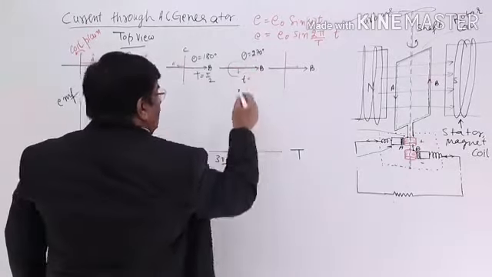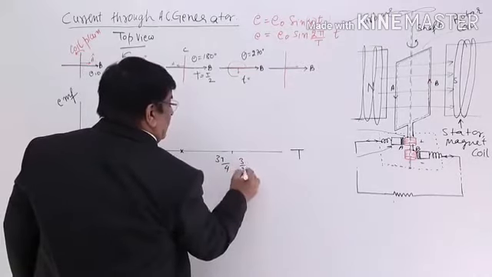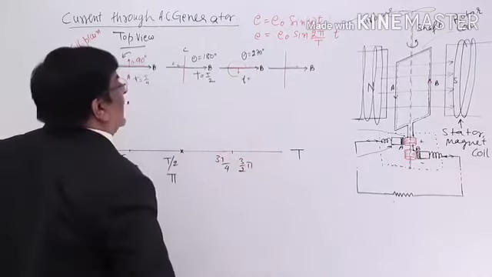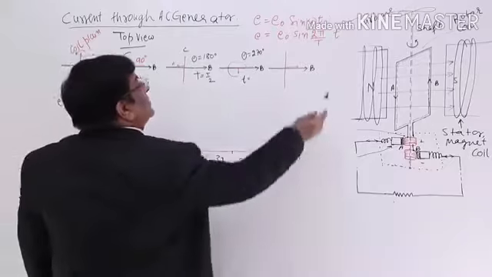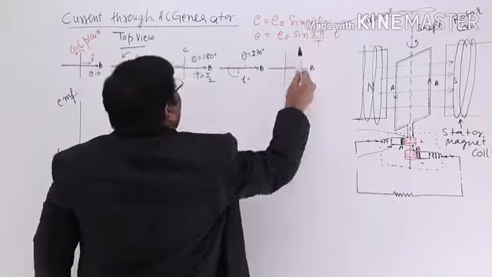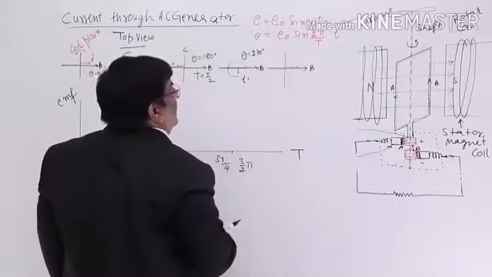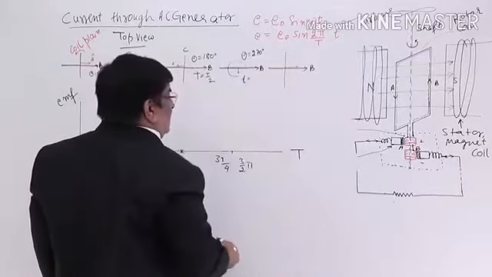What is the phase? 270. 270, if we convert to pi, it is 3 upon 2 pi. This is the phase. And how much is E now? Okay, put here 270 degree. Sine 270 is equal to minus 1. So minus 1 multiplied by E naught is equal to minus E naught.